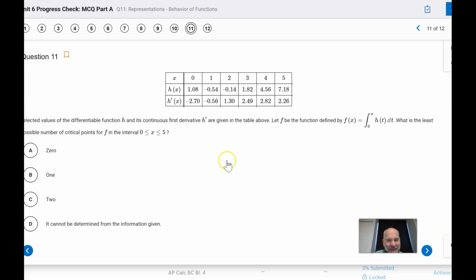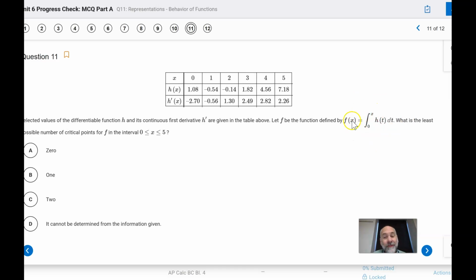Yeah, this one looks kind of interesting. So remember, the critical points are where the derivative is 0 or undefined. They say it's differentiable, so you don't have to worry about undefined. So where the derivative is 0. So it says the number of critical points for f in this interval. So that's where f prime of x equals 0.